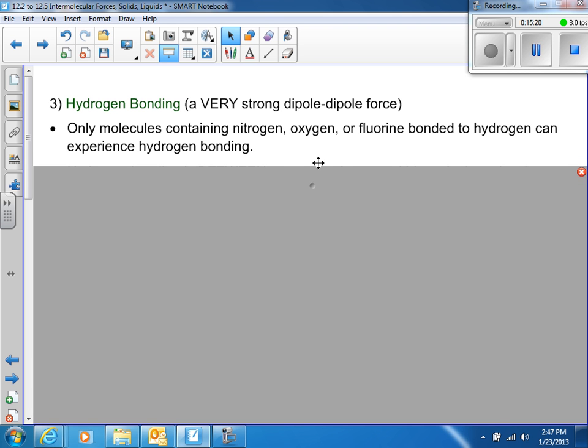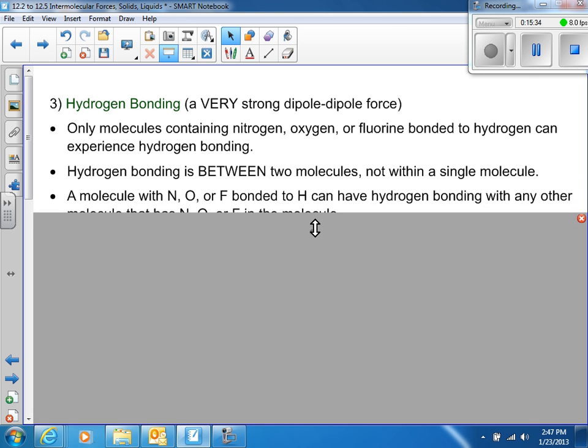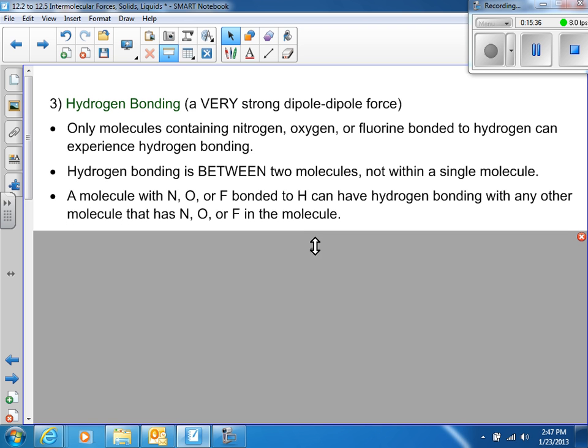Okay, hydrogen bonding only happens in molecules that have nitrogen, oxygen, or fluorine bonded to hydrogen. It's very important. Hydrogen bonding is not within a molecule, it's between two molecules. It's very easy to confuse hydrogen bonding, so I'm going to show you a bunch of models of it.